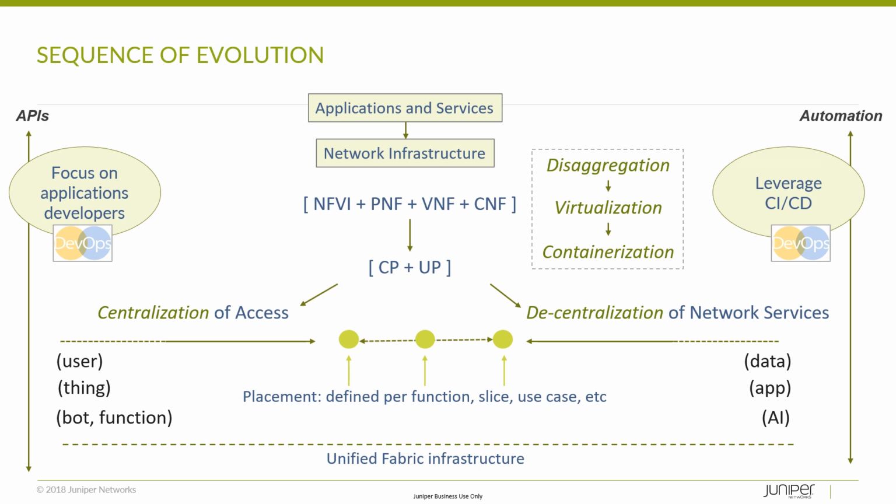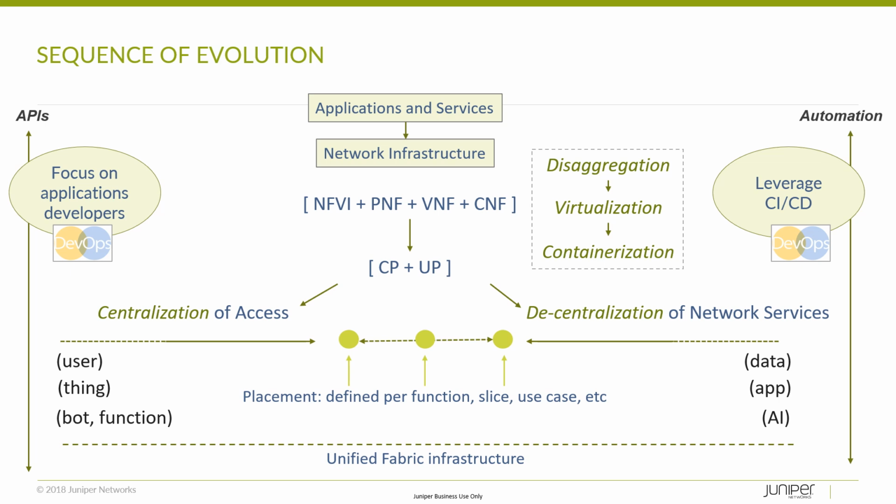The network goes through a series of transformations from disaggregation to virtualization and then containerization. The separation of the control plane from the user plane is fundamental to that evolution. It makes it possible to decentralize network services, which could only be centralized before. It also sees a trend to centralize some of the functions at the access. In this pendulum, the final placement of network functions need to be flexible and defined per function, per use case, per slice, as we say. This evolution takes place over a unified fabric infrastructure.